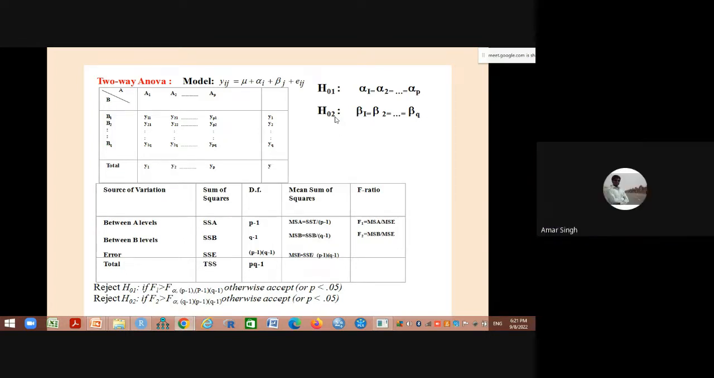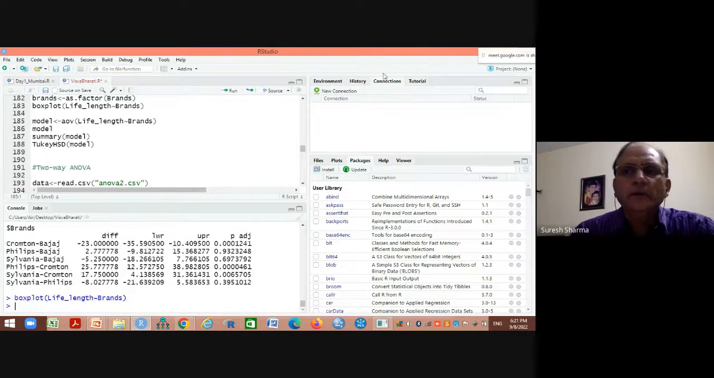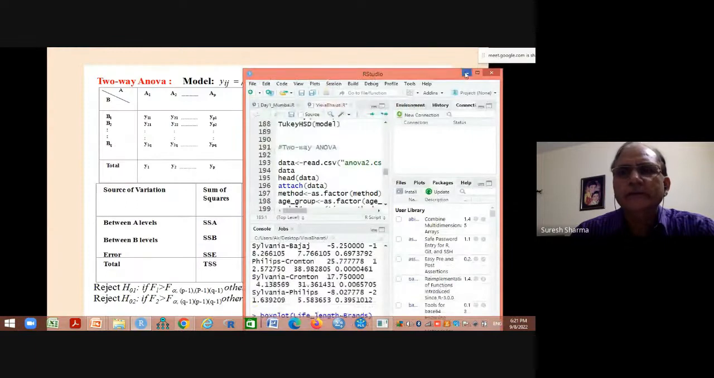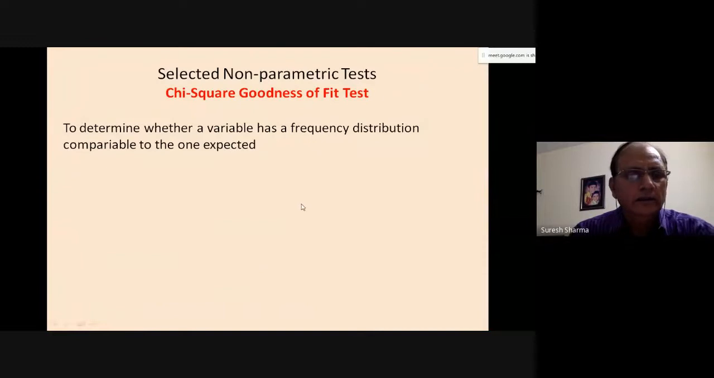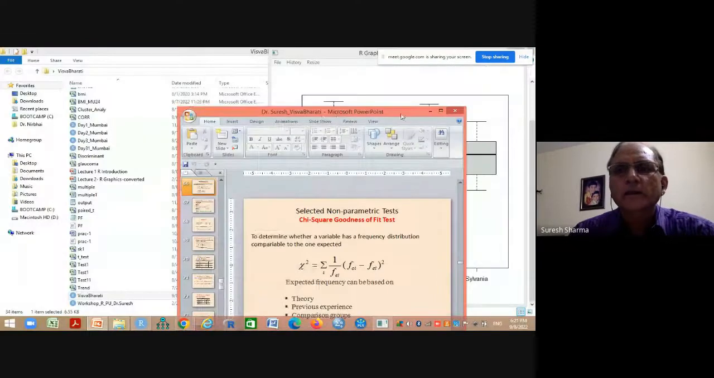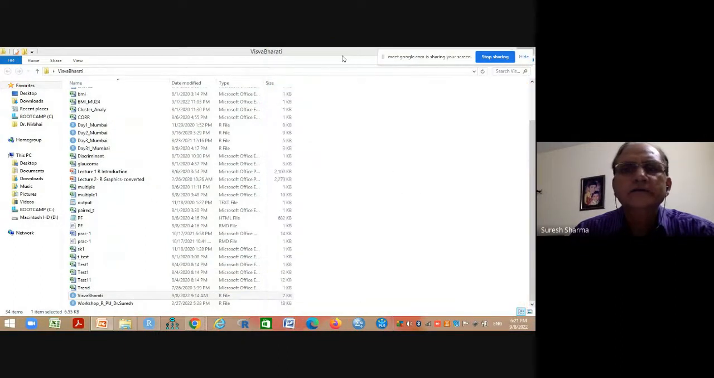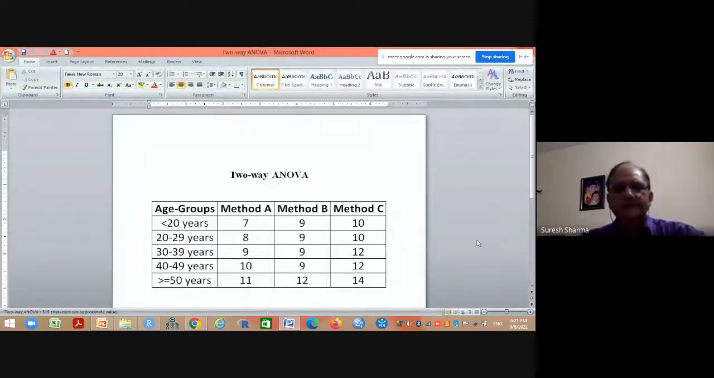Hello? Yes. Okay, let's go for the analysis. So this is two-way ANOVA. Now in two-way ANOVA, I'll show you one data, and that will make it more clear what is happening. Otherwise, it is difficult to understand. Put it this way. Just give me 1 minute. Okay, this is two-way ANOVA. I'll explain it to you through this example.